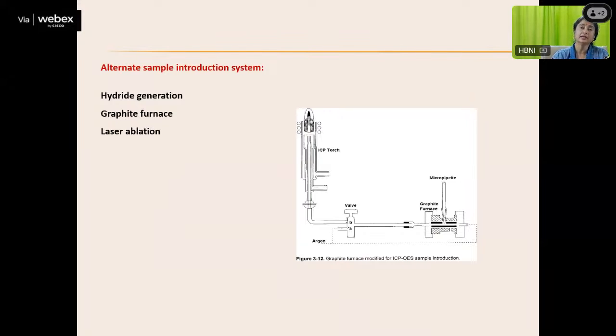And as I have told you, normal ICP-OES can take solution samples. However, there are attachments to ICP where you can use solid samples also, like hydride generation, graphite furnace, and laser ablation. So these are the various attachments where you can use solid samples.